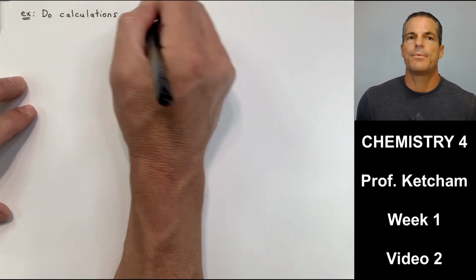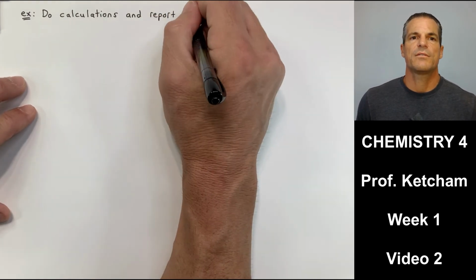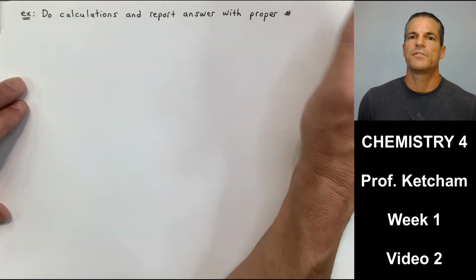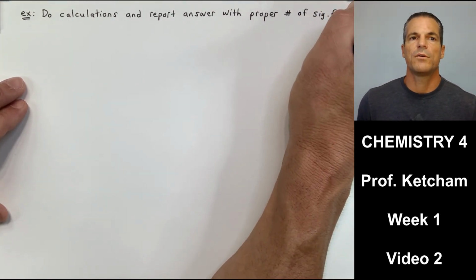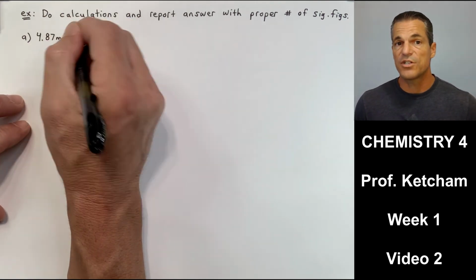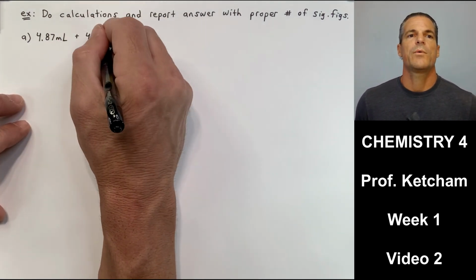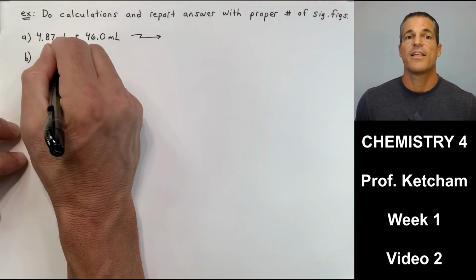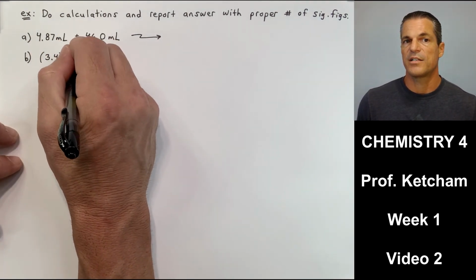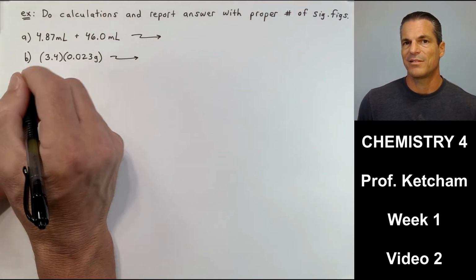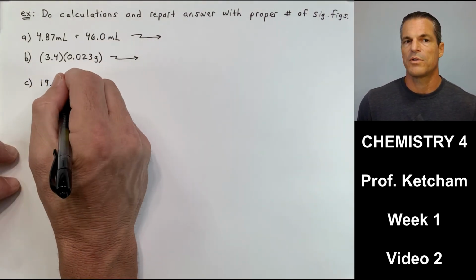All right, example. Do calculations and report the answer with the proper number of significant figures. So we may have to do addition and subtraction. We might have to do multiplication and division. All right. So here we have A, 4.87 milliliters plus 46.0 milliliters. Thankfully, in this case, they're both in milliliters. You have to have them in the same units if you add or subtract.